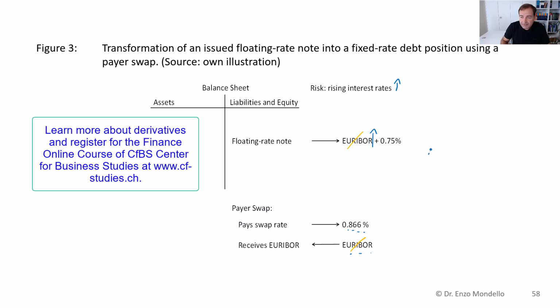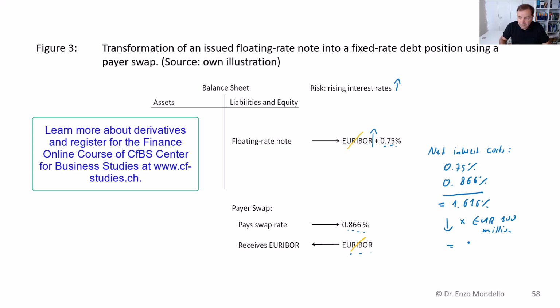To calculate now the net interest costs, we can take the quoted margin of the floating rate note, which is 0.75%. That's a fixed amount and does not change by a change in the level of interest rates, 0.75%, plus the swap rate that the firm pays through the payer swap, which is 0.866%. That gives net interest costs of 1.616% and multiplied by the notional principal of 100 million euros gives then net interest cost expressed in euros of 1.616 million euros.